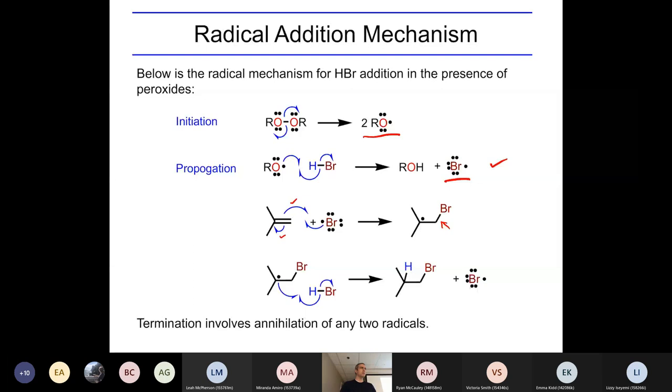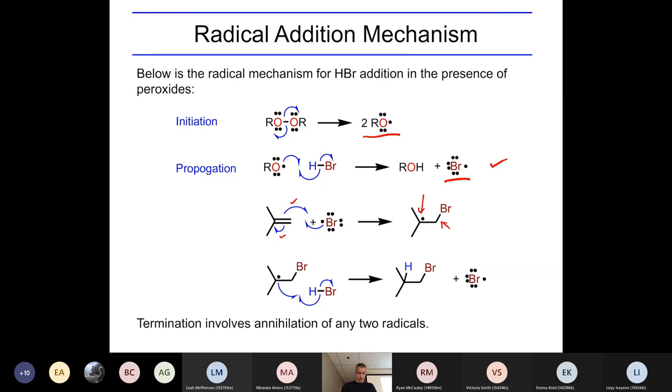When it does that, it wants to leave the radical on the side that gives you the more stable radical. So tertiary radicals, just like carbocations, are more stable than primary. So it wants to add the bromine to the less substituted side so that the radical ends up on the more substituted side.